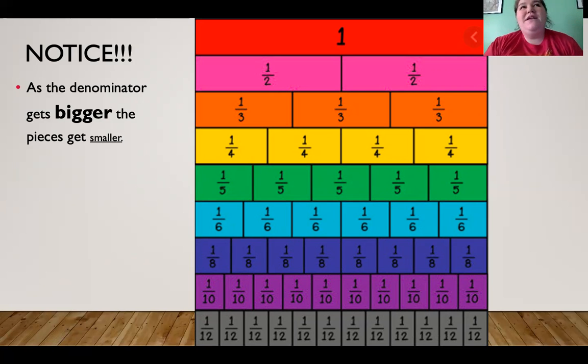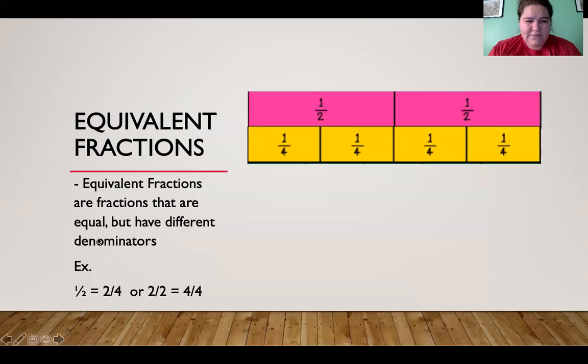So I want you to think about it this way. If you're sharing a pizza and you cut it into 4 slices, those slices are going to be bigger than if you would cut it into 8 slices, right? So I want us to use these to help us figure out some equivalent fractions. Now, what are equivalent fractions, you might ask? Equivalent fractions are fractions that are equal but have different denominators.